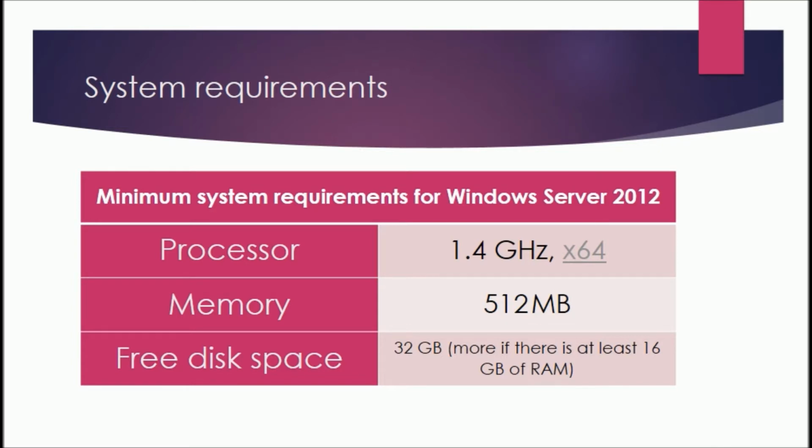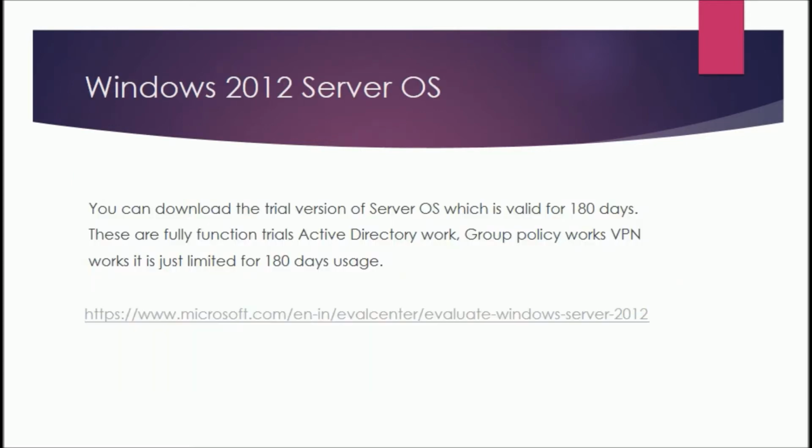The next thing which is required is memory. The minimum memory required in order to install Windows Server 2012 is 512 MB and 32 gigs of free space. So we are done with the minimum hardware requirements to run Windows Server 2012. But what about the software? How are we going to get this software to install and use the Microsoft Windows Server operating system?